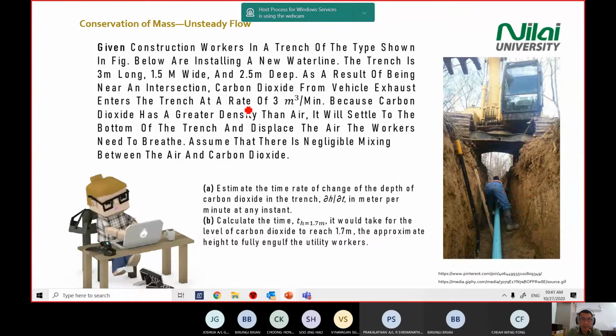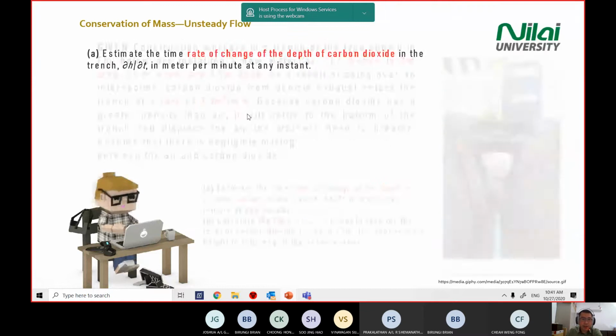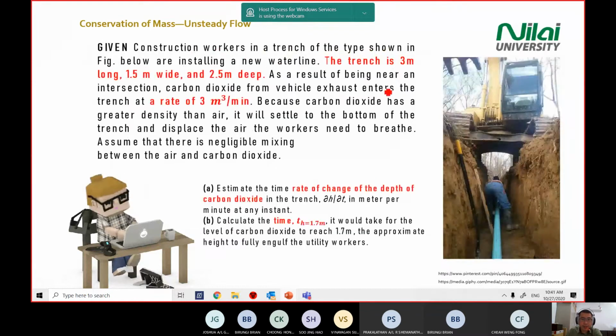And again, because this is a channel with a fixed, finite volume, we are still in the finite control volume. So every time we have a control volume, we can use the continuity equation. All these are the keywords that I just mentioned.